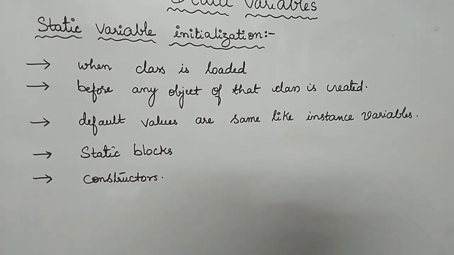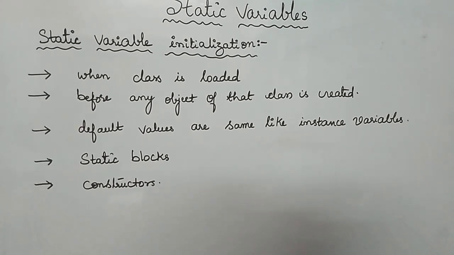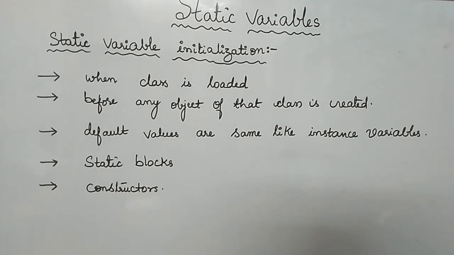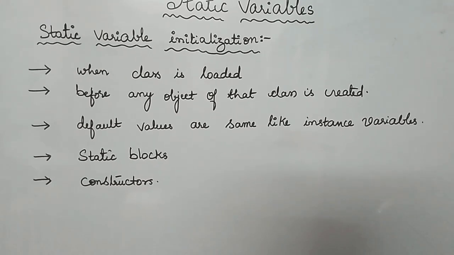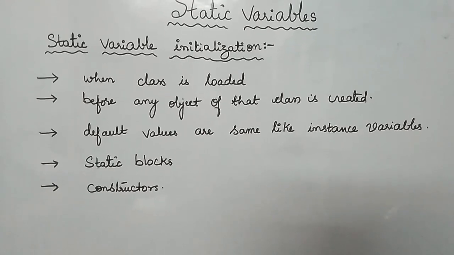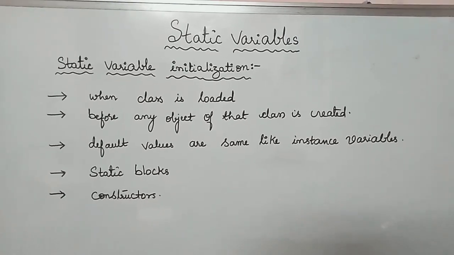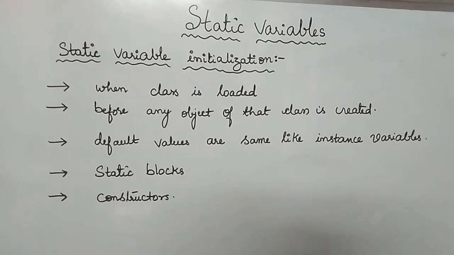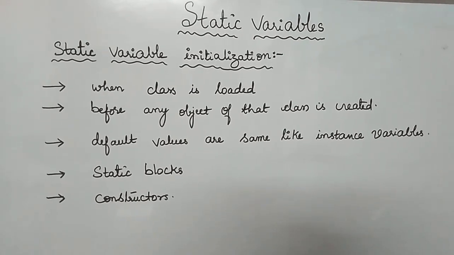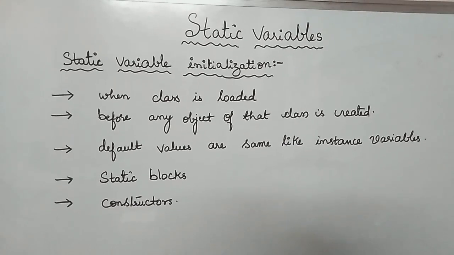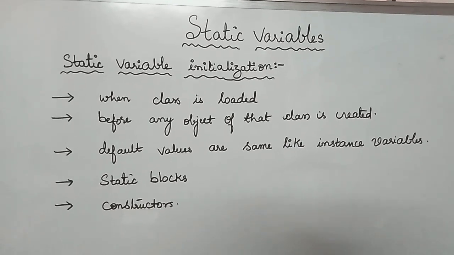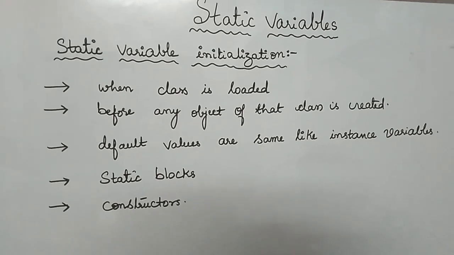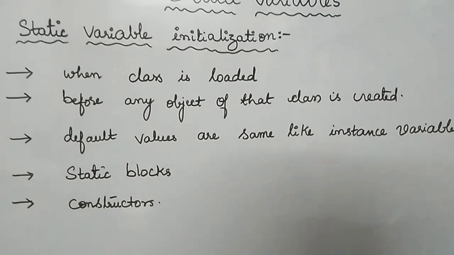Static variables are initialized when the class is loaded. If you are not giving any value for assignment, then it takes the default value. The default values are similar to the default values that instance variables get. For byte, short, int, long, it is 0, and for double and float, it is 0.0. For character, it is Unicode null, and for strings, objects and arrays, it is null. So it gets the default value. And the static variables are initialized before any object of that class is created.